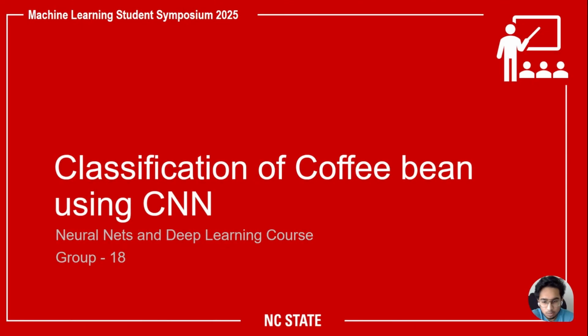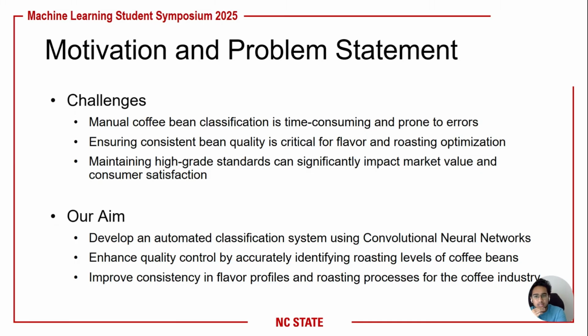Hey, we are from Group 18, and today we are going to discuss our project, classification of coffee beans using CNN. Coming to the challenges that we have observed, manual coffee bean classification is very time consuming and leads to a lot of errors. And ensuring consistent bean quality is critical for the flavor of the coffee made.